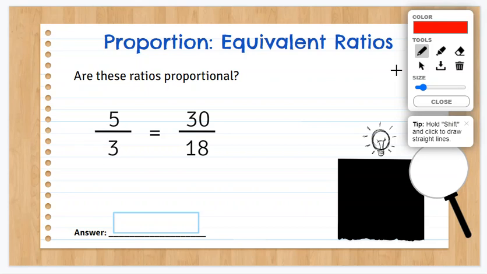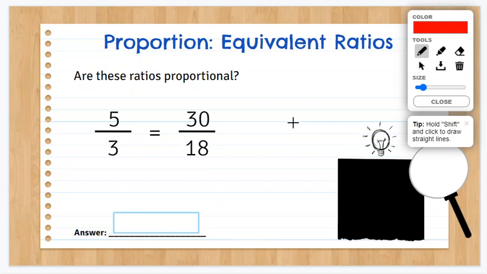In this problem, we're trying to determine if these two ratios of 5/3 and 30/18 are proportional, or equivalent, equal to each other. There's a couple ways that we can try to solve this problem. The first way is to look for a pattern.